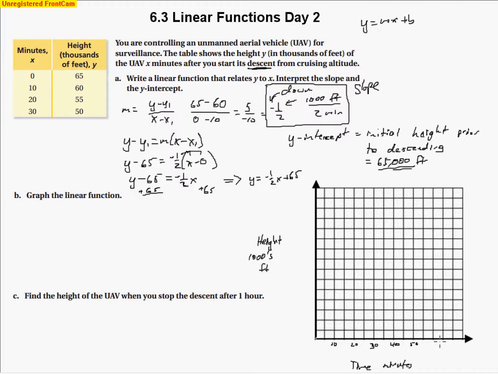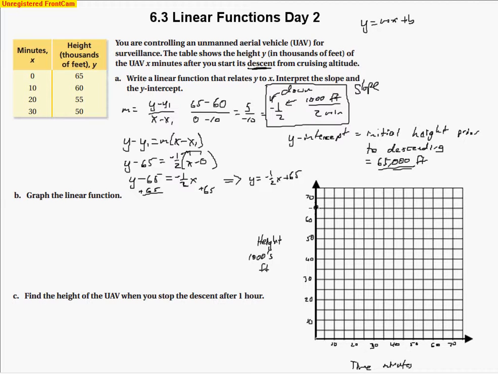For the y-axis, we're going to go up by 10s: 10, 20, 30, 40, 50, 60, and 70. Then we'll plot the points. We started at 65,000 feet, so that was the initial height of this unmanned aerial vehicle.